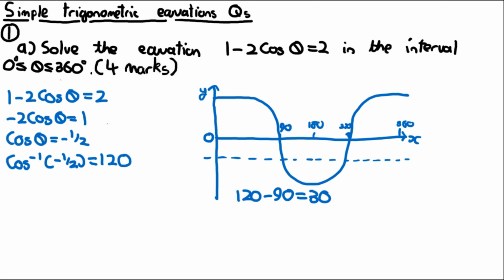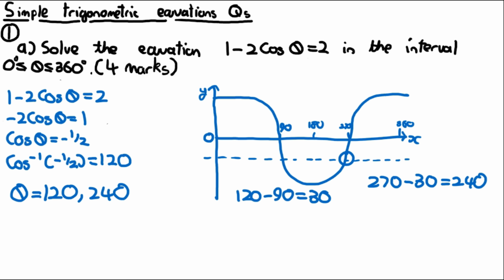So therefore that is the distance between these 2 points, and we know this is 270, so this point here is going to be 270 minus 30, which is equal to 240. We can figure this out by knowing the cos graph. So therefore theta is equal to 120 and 240, and that's the answer. And again, you can sub these values of theta into the equation, and they give out 2 in order to check that you've got the right answer.